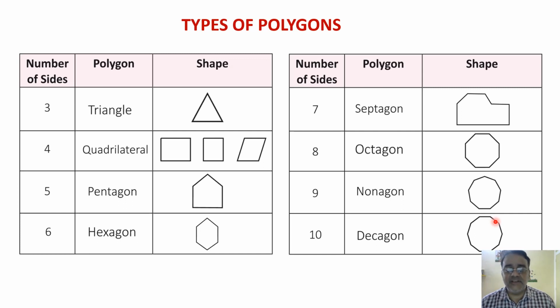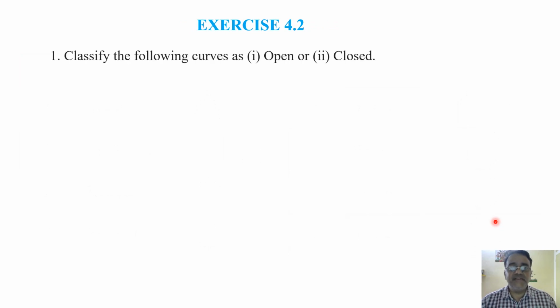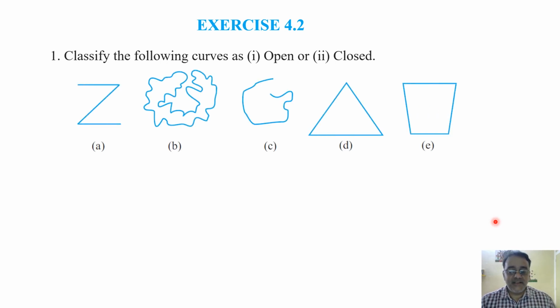Now we are moving towards the second exercise, exercise 4.2. Classify the following curves as open or closed. Let us start with the first one. Open. Second one? Closed. The third one? Open. Fourth one? Closed. And the last one? Closed.